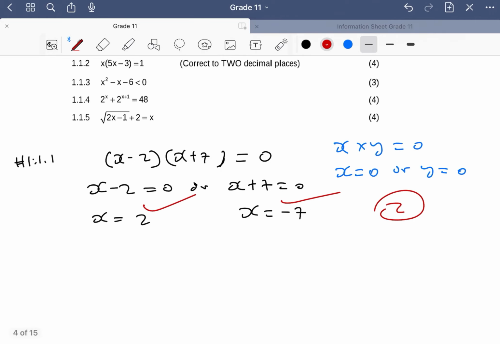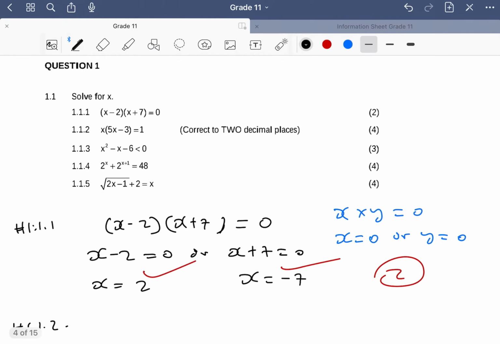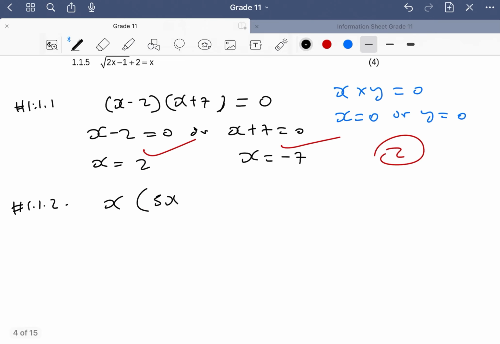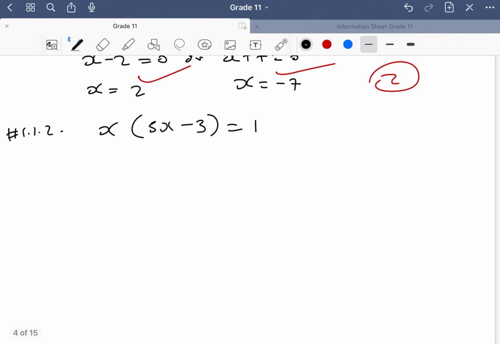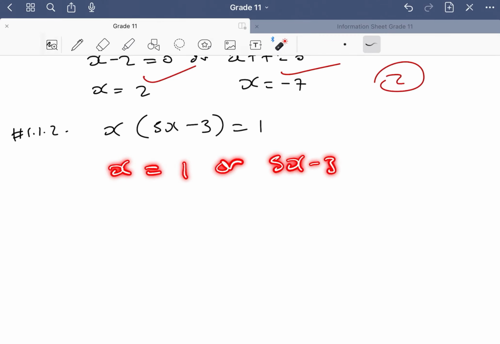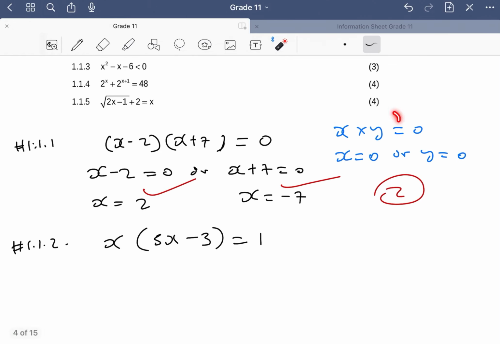And then 1.1.2. So with 1.1.2, you have x times 5x minus 3 is equal to 1. Here, right, you cannot say x is equal to 1 or 5x minus 3 is equal to 1. This is not applicable here. What I just taught you is applicable if it was equal to 0. But now if it's equal to another number, then we cannot say that.